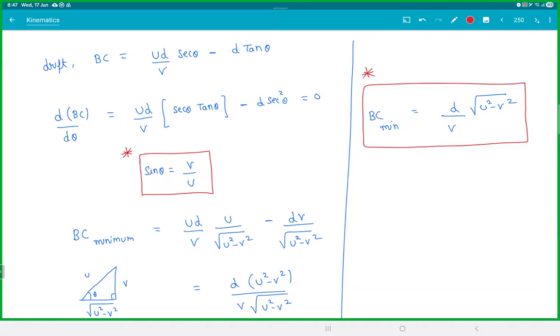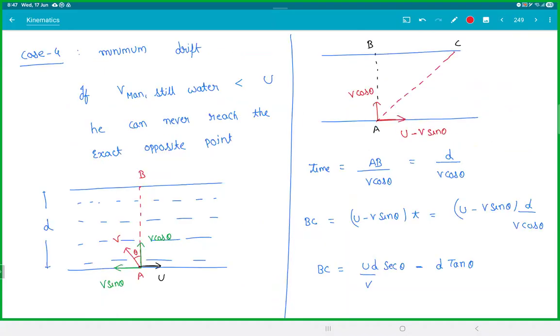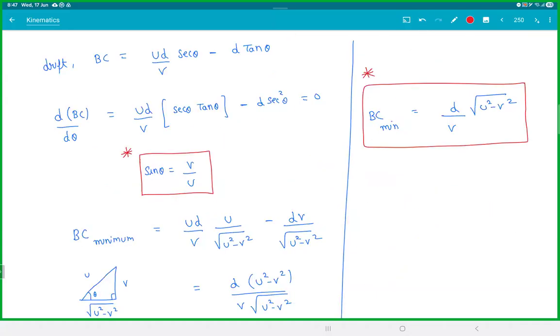Pure maxima minima, once you got the function, it's just brute force at this point. So main thing is this. V cos theta is helping you to cross the river. BC is coming because of horizontal velocity into time. And then you got BC and then differential. The whole thing is clear, what we did.